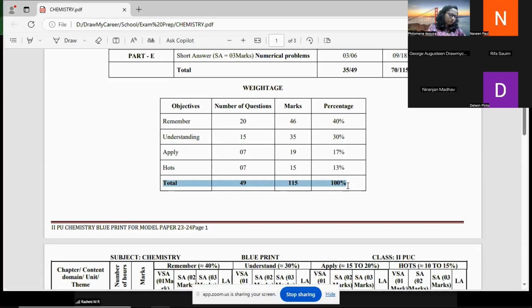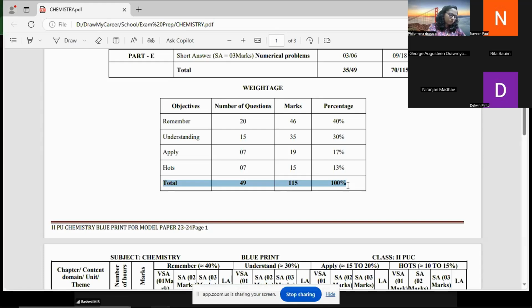Coming to organic chemistry, haloalkanes, haloarenes, 9 marks. Alcohols, phenols, ethers, 12 marks. Aldehydes, ketones, carboxylic acid, 14 marks. Amines, 8 marks. Biomolecules, 9 marks. So this is the weightage.